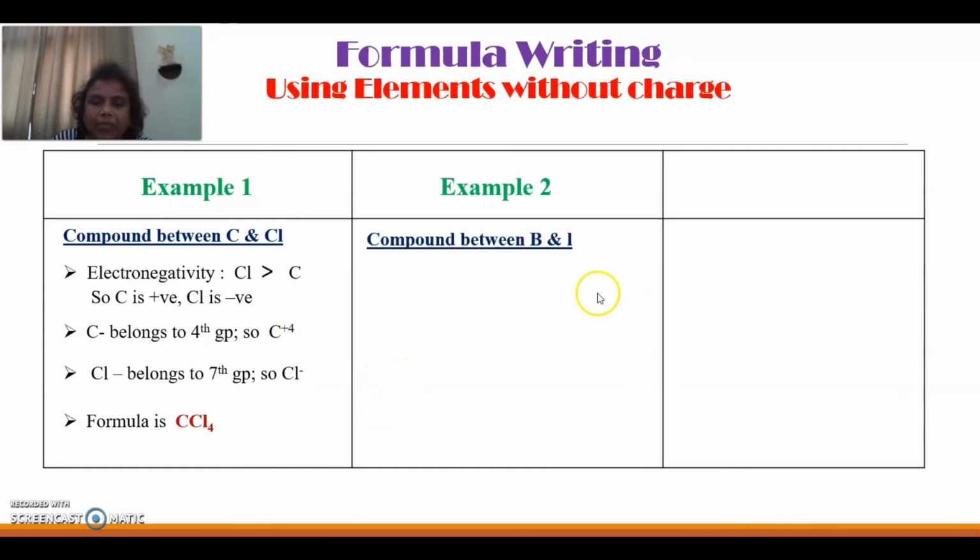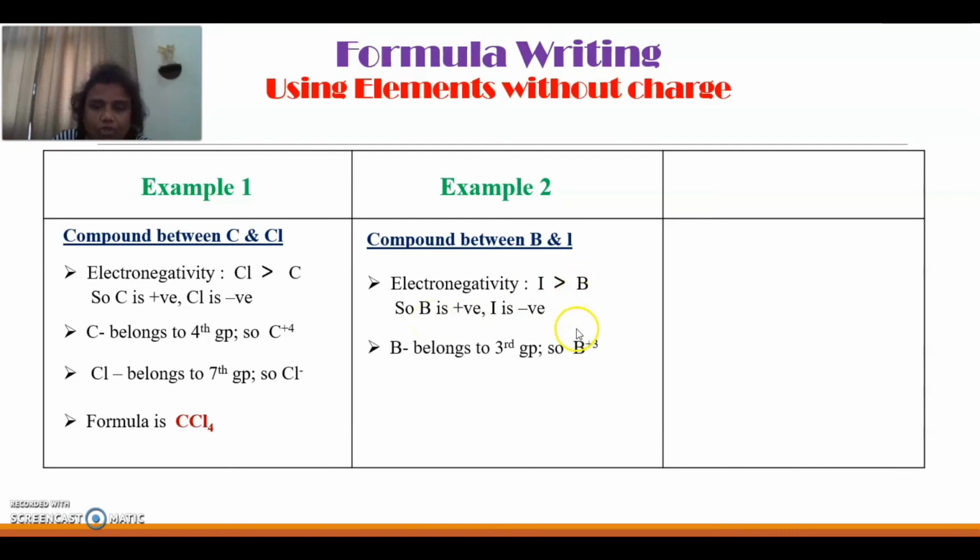Second example, between boron and iodine. Again, we have to find out electronegativity. Boron, 3rd group. Iodine, 7th group. That means iodine is more electronegative than boron. So iodine negative, boron positive. Boron 3rd group, so positive 3. Iodine 7th group, that means negative 1. So this is iodide. So again we have to crisscross and write the formula.